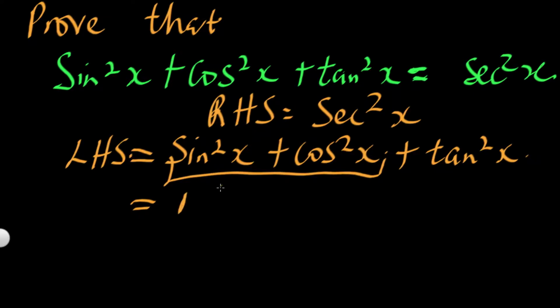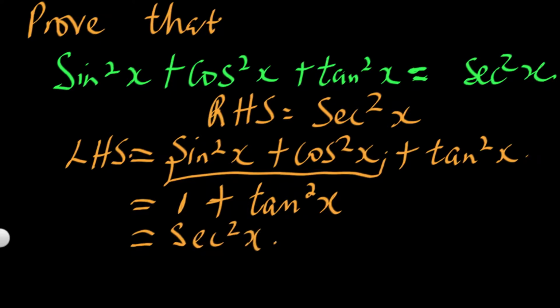So this is 1 plus tan squared x. We know from previously that if you add 1 plus tan squared x, the answer is sec squared x. So this is sec squared x. From here, I can conclude that my LHS is equal to my right hand side. Proven.